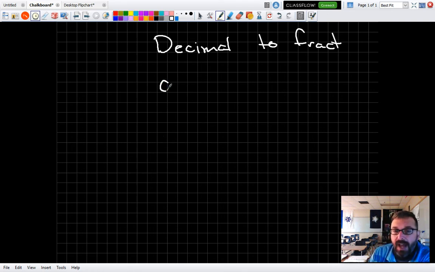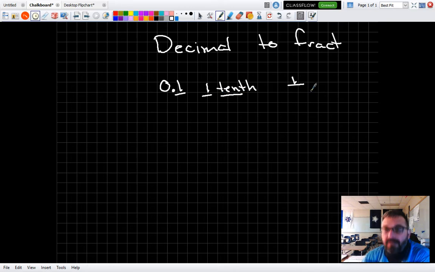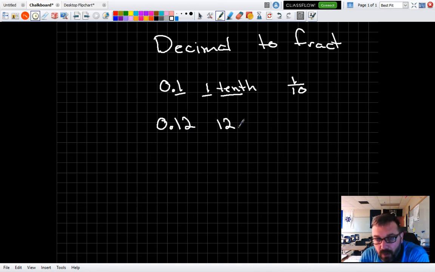So if I had 0.1, 0.1 would be named 1/10. Okay, so it is important that I know this. So I can take the 1, 10th, 10. So the 10 is going to go underneath. Okay, 1/10 goes 1 over 10. If I had 0.12, this is 12 hundredths.